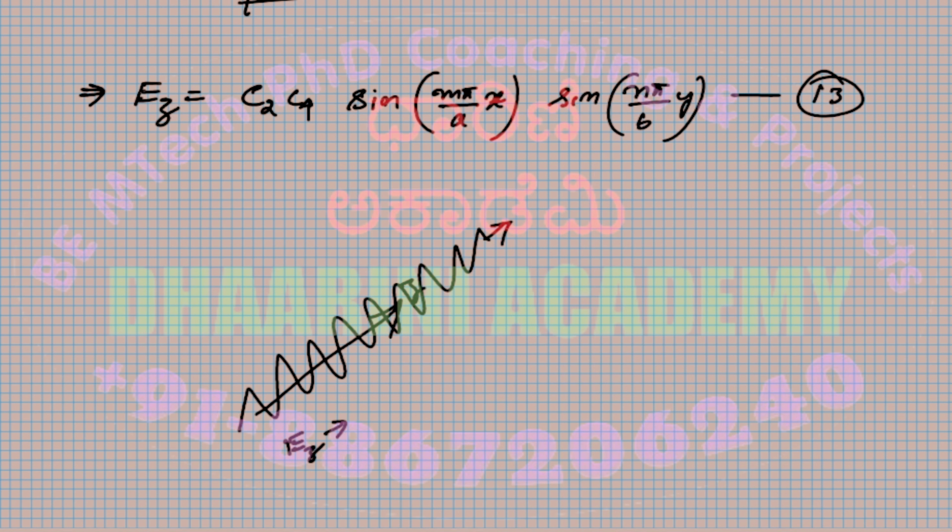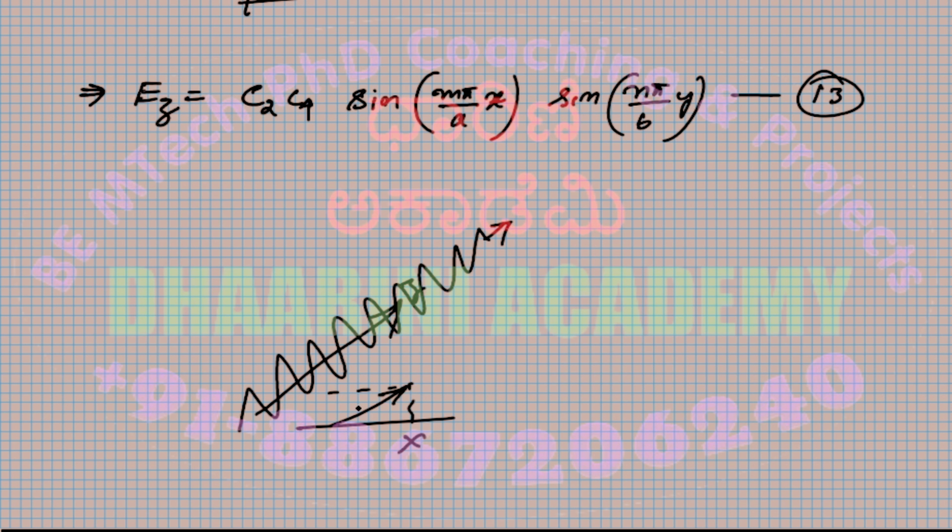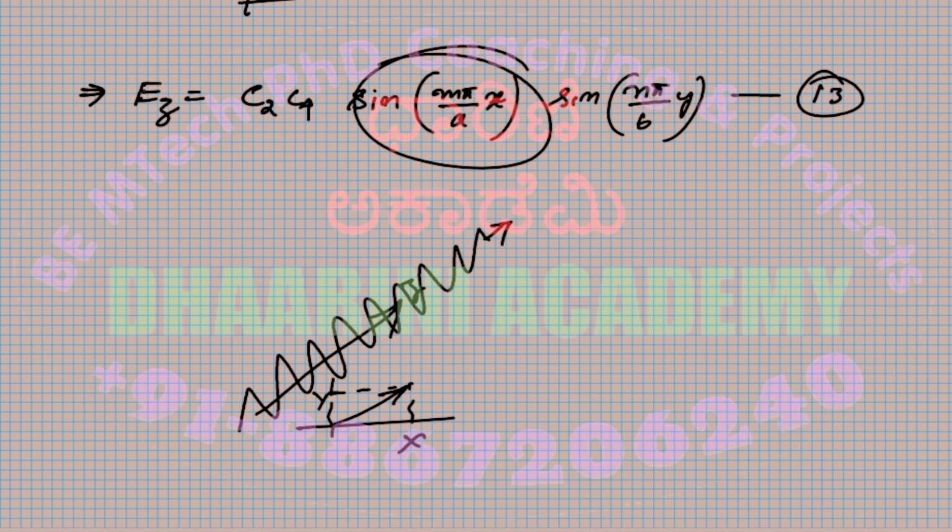Now this Ez is a component, so I'll try to write it in the vector format. It's simply a vector, and the vector's value depends on what x value and what y value you have. You can see that it depends on x and y in equation number 30. So the length of the vector depends upon the constant C2 C4 into sine of that part, into sine of another part. These two things we understood.